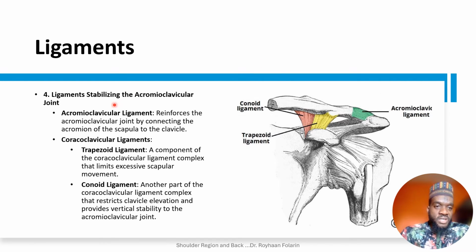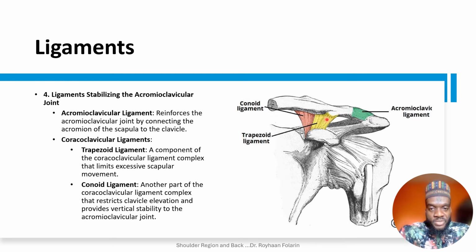So we have a fourth category of ligaments that contributes to stabilizing the acromioclavicular joint, and this includes the acromioclavicular ligament, which you have running between the acromion of the scapula and the lateral part of the clavicle. So this ligament reinforces the acromioclavicular joint by connecting the acromion to the clavicle. And we also have coracoclavicular ligaments, which connect the clavicle to the coracoid process of the scapula.